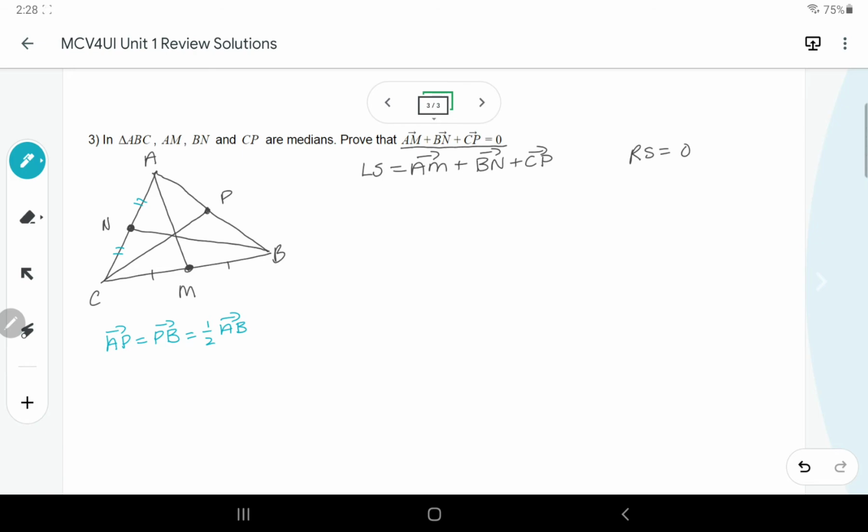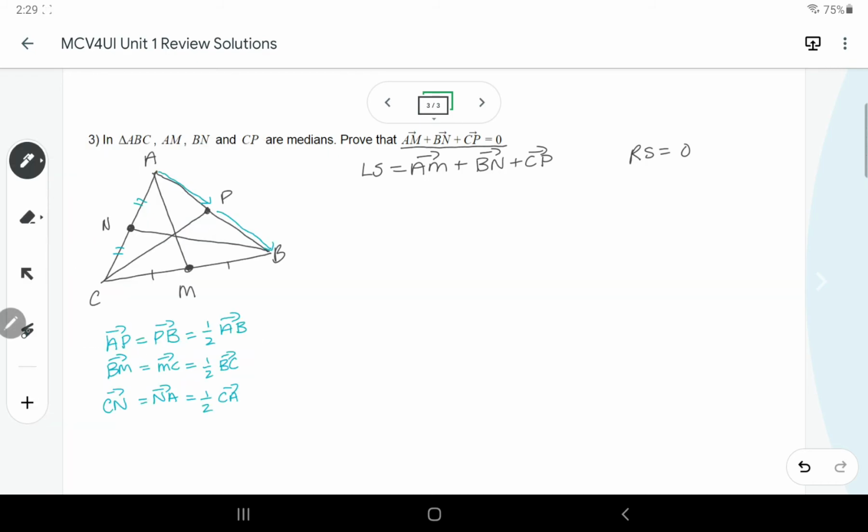So I'm saying that this vector here and this vector here are equal, and that each of those would equal 1/2 of the full vector AB. So I think that that's pretty straightforward. I'm going to state the same idea for the next two sides. So I'm going to say vector BM equals vector MC, and that both of those are equal to 1/2 of vector BC. And likewise for the third side, vector CN equals vector NA, and both of those are equal to 1/2 of CA.